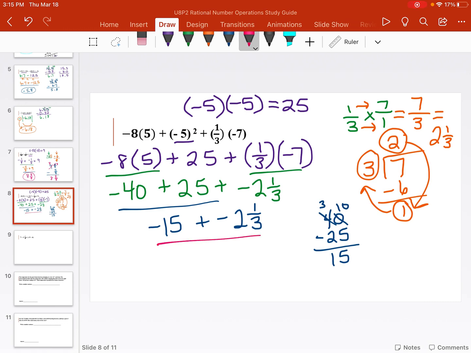Same signs, add and keep. So I'm doing 15 and 0/3 plus 2 and 1/3. And I get 17 and 1/3. And again, they're negative, so negative 17 and 1/3 for that.